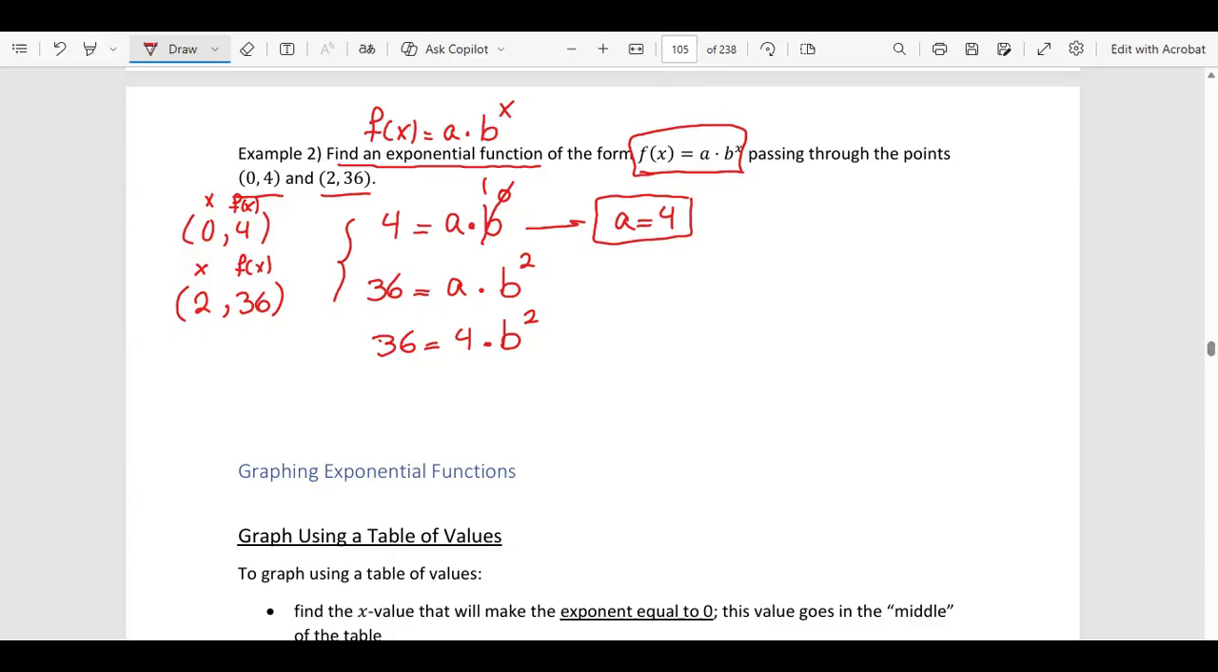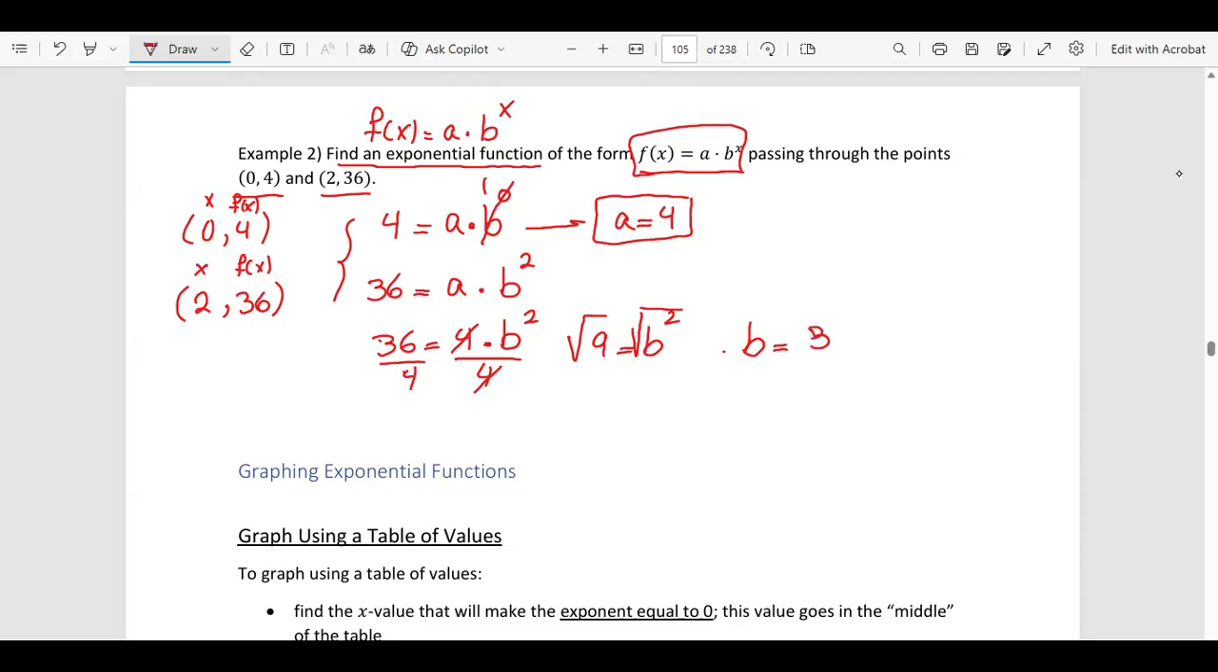Now, using this equation to find b, which means I want to isolate the b. To isolate the b, first I need to get rid of 4. 4 is multiplying b, so I have to divide both sides by 4. So I have 9, which is equal to b squared. Now it's time to get rid of the power. And to cancel the power, I need to put the square roots on both sides. Power and radical cancel each other, so it gives me only b. And I know that the square root of 9 is 3.